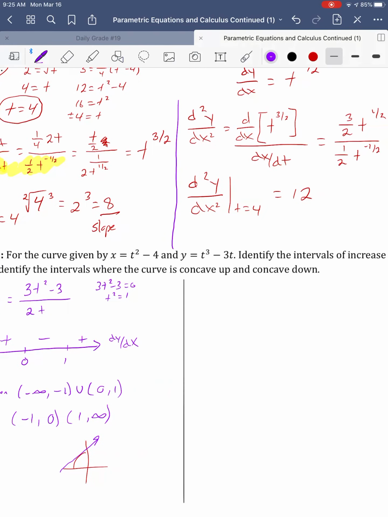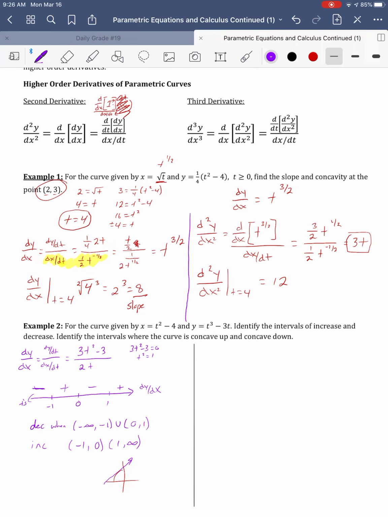All right, I also want to know where it's concave up and down. So that's a second derivative. All right, so I need the d squared y dx squared. So you're going to take another derivative of the first derivative, which we've already found, and you're going to divide that by dx dt. Okay, so the derivative I already have is a quotient rule, so it's the derivative that I'm working from right here.